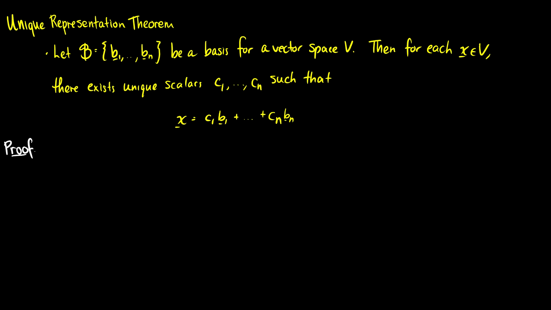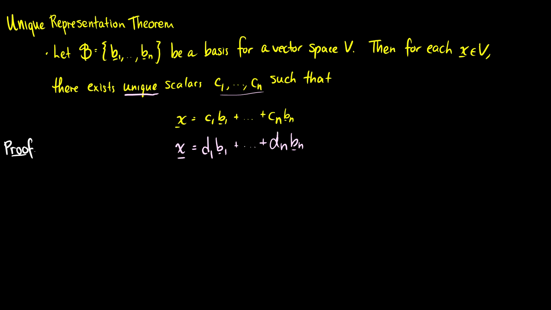Okay, so the proof here, we already know that a basis will span the vector space, so we know there's going to be scalars that we can represent any vector with, but we need to prove that they're unique. So what we'll do is we're going to assume that x has another representation. So we're going to assume it has two different representations, and then we'll show that they're actually the same. So we're also going to write x as a linear combination of d1 through dn.